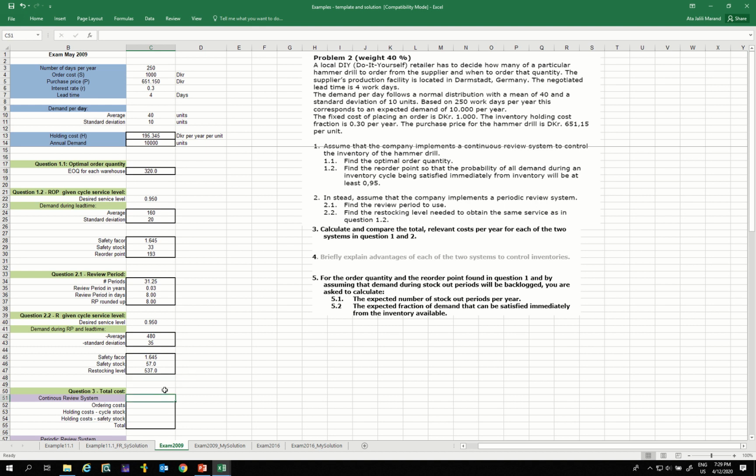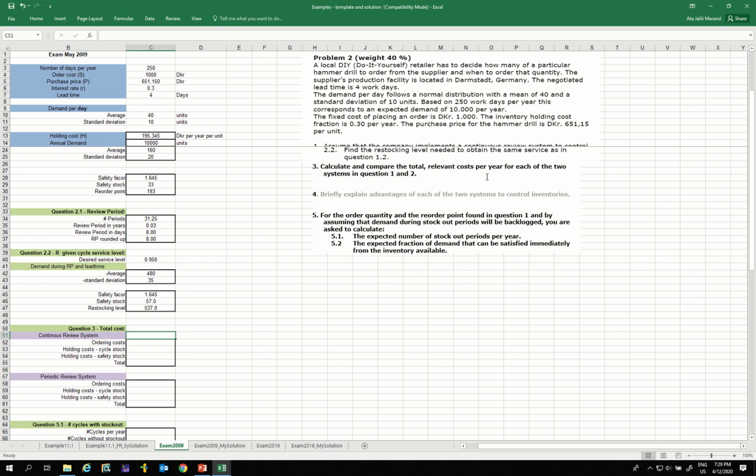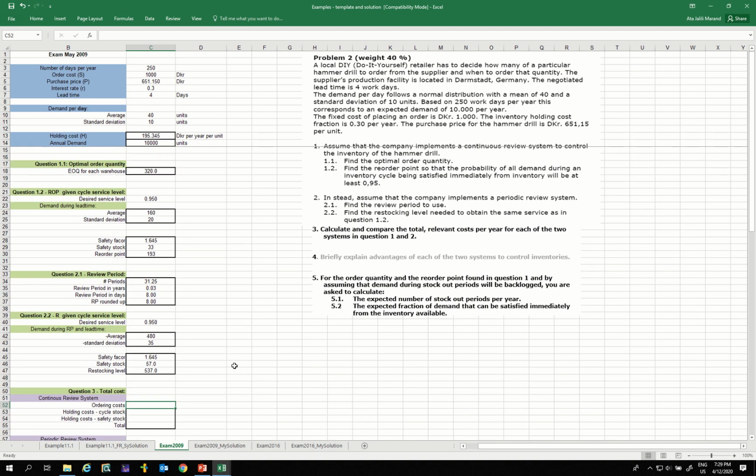Now we want to calculate and compare the costs for the two systems in question 1 and 2. Well, let's start with the continuous review system. The ordering cost is equal to S multiplied by D over Q. D over Q will give us the expected number of orders made per year, and then if we multiply it by S, it will give us the ordering cost.